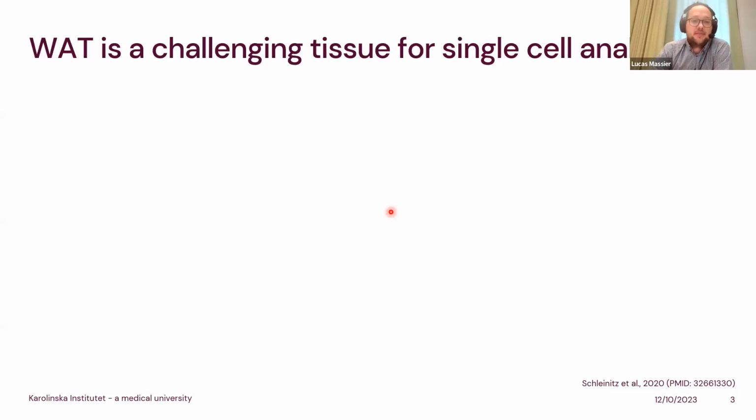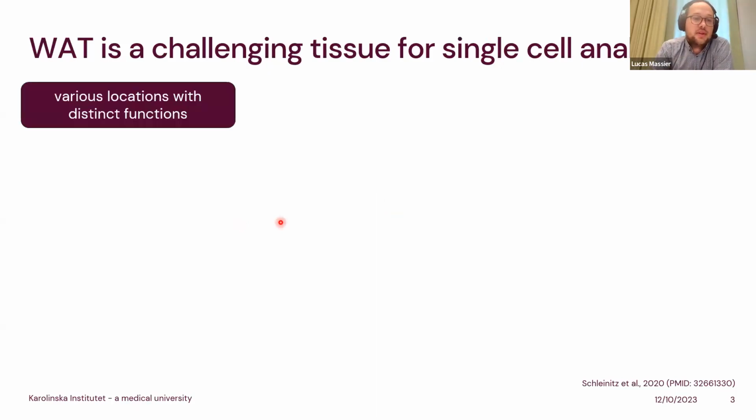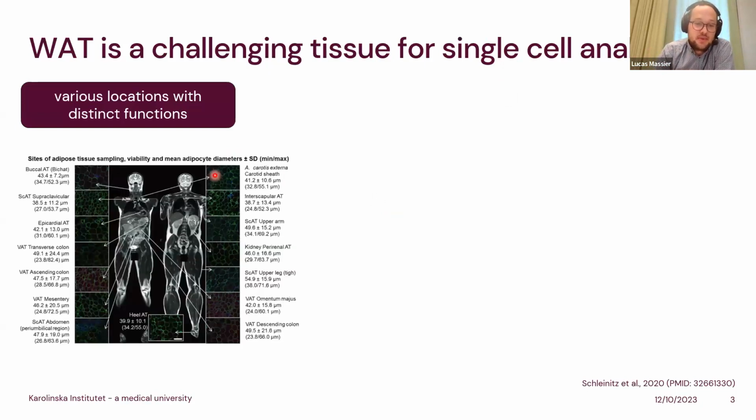We think that white adipose tissue is a very challenging tissue for single cell analysis. This is because, for one, there are various adipose tissue locations, and we know all of them have or can have distinct functions. Here's an example showing 15 of these adipose tissue locations, and this includes various subcutaneous depots, various visceral adipose tissue depots, but also depots such as epicardial or perirenal adipose tissue.